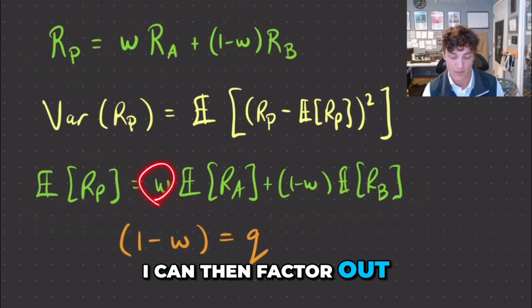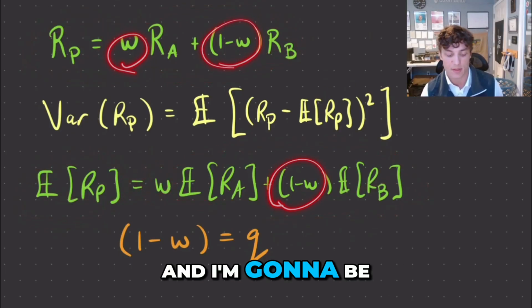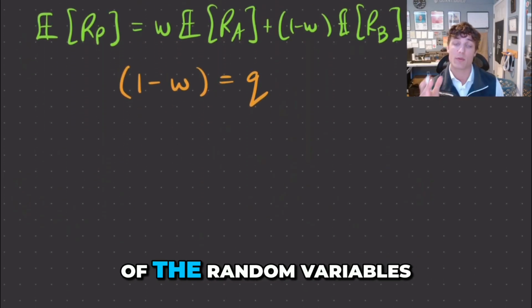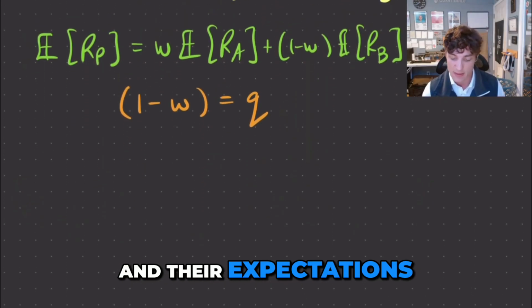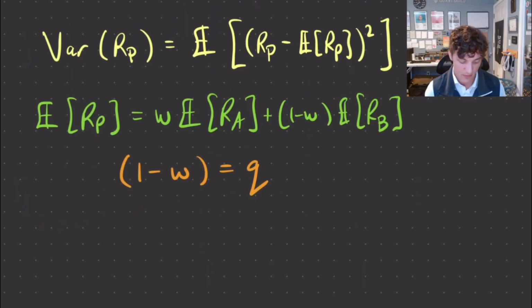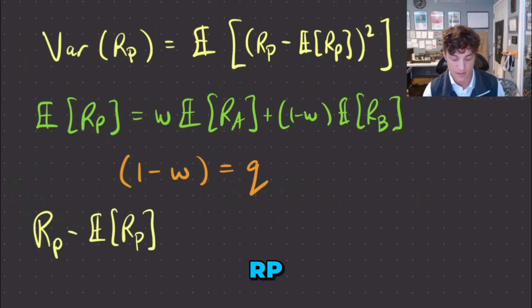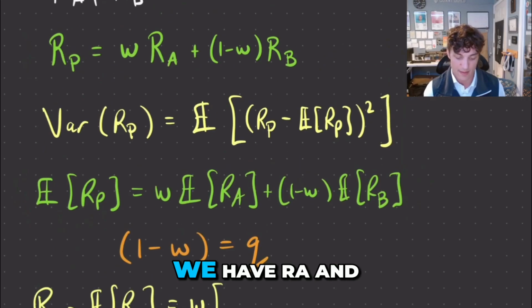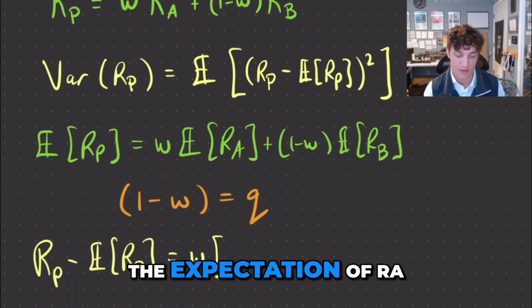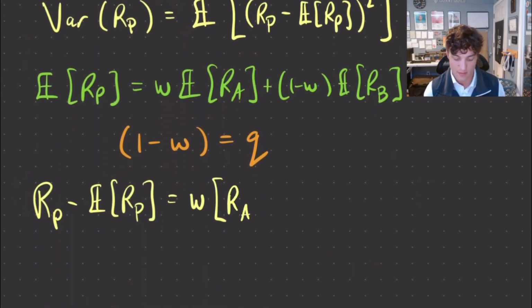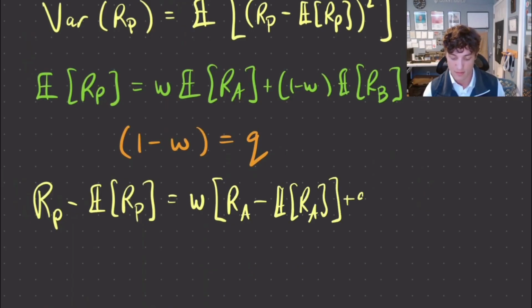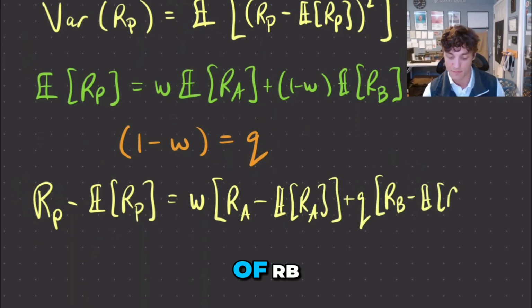I can then factor out the weights, and I'm going to be left with just differences of the random variables and their expectations. So this will be RP minus the expectation of RP, which is equal to W times RA minus the expectation of RA. And then, of course, RB, now weighted by Q, minus the expectation of RB.